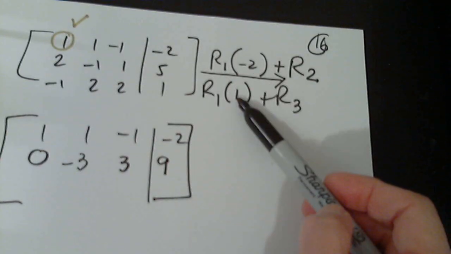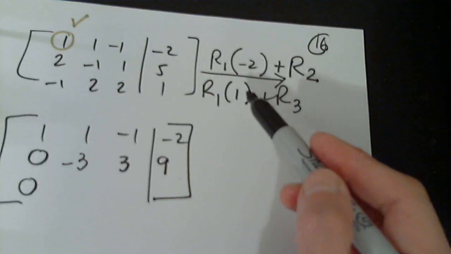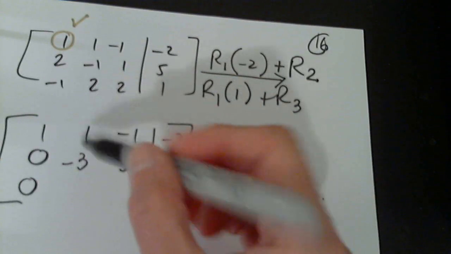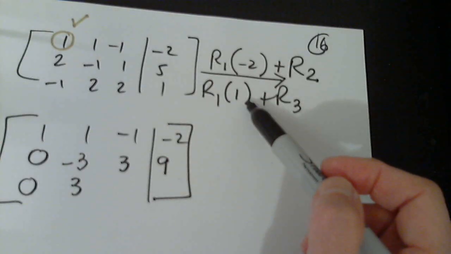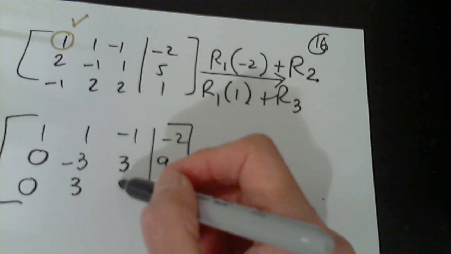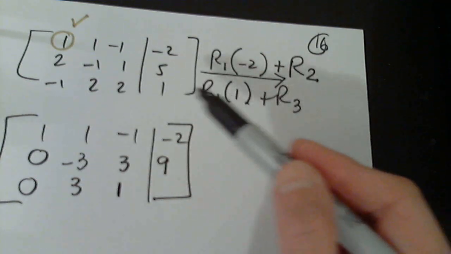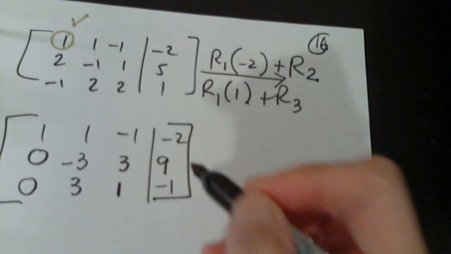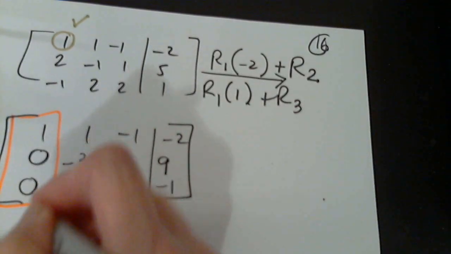1 times 1 minus 1. 1 times 1 plus 2. Negative 1 times 1 plus 2. Negative 2 times 1 plus 1. What have I accomplished? A lot. Done.